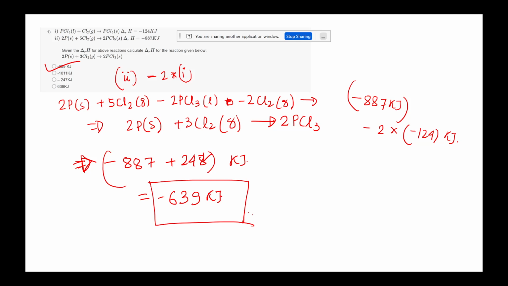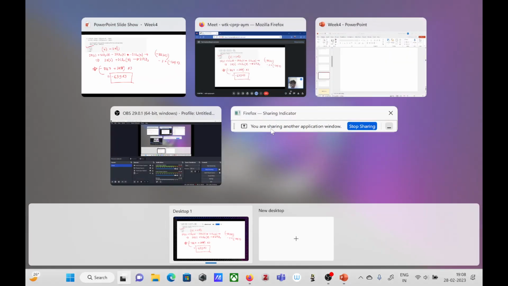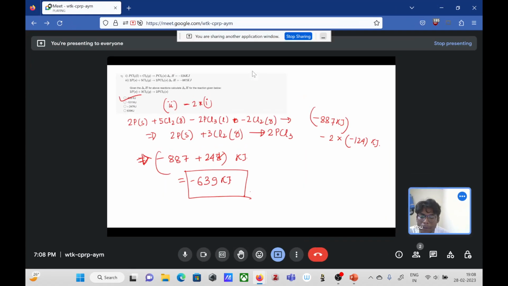So this is just one expression where we have just done these calculations. Okay, so I'm going to the next problem. Any question? No.